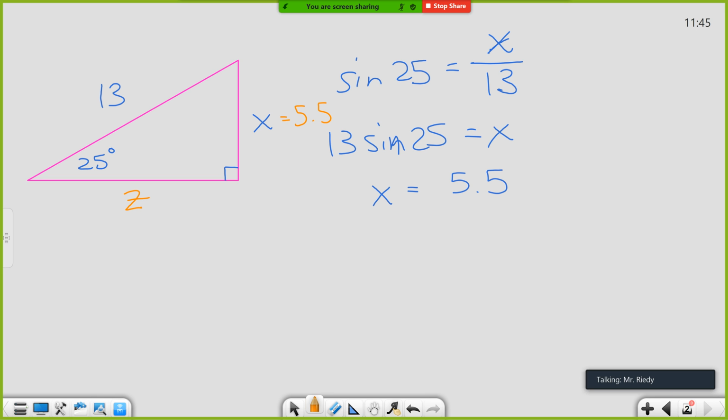It's still a right triangle. This is the adjacent side. This is the hypotenuse. Adjacent and hypotenuse is cosine. Cosine of 25 degrees is equal to the adjacent side over the hypotenuse. Solve for z. Pick up my handy-dandy calculator. 13 times the cosine of 25 gives me 11.8.